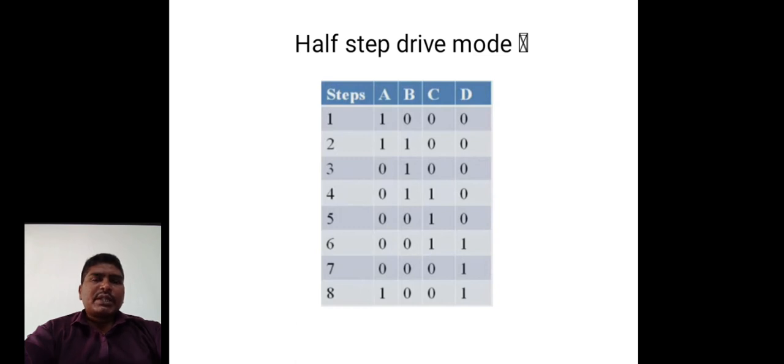So this combination of full and wave drive mode is used to increase the angular rotation of the motor. So depending upon the application where we are using the stepper motor, we need to select which mode of operation is required.